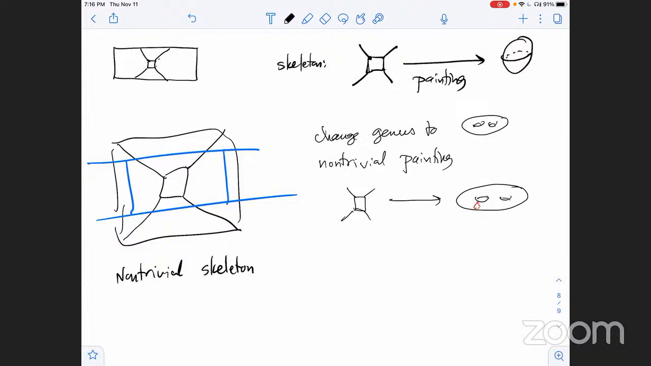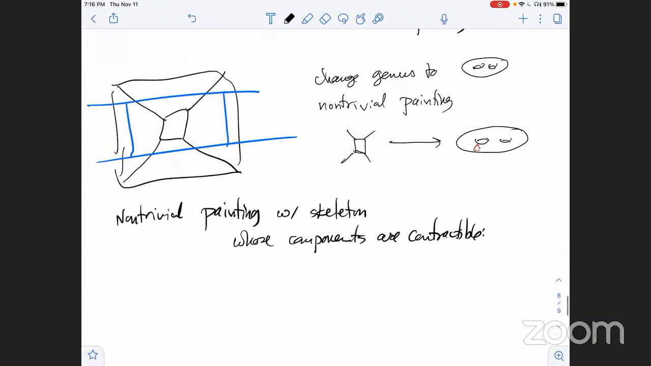And when the two pieces, okay, non-trivial painting with skeleton whose components are contractible. So it was really exciting to see this, that this is actually captured in the invariants that we already had.